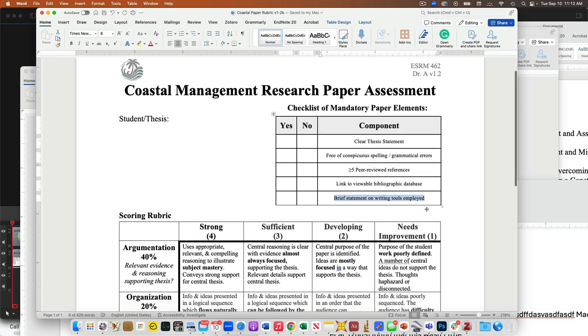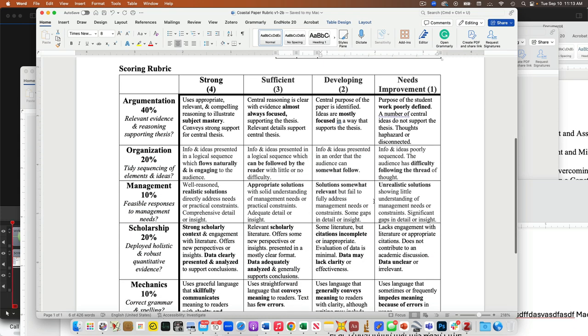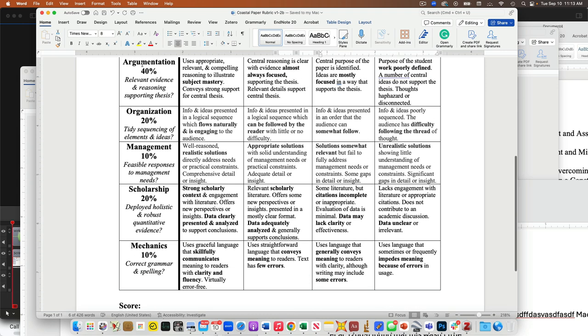Okay, and then over here, this is how I'm going to grade these things, right? So we have the argument, we have how it's organized, we have the management implications, since this is a management class. Almost everything, if not everything we'll talk about, should have some pretty clear management implication. Either the whole thing is a study of a management action, or if it's a more basic thing, it should have a clear implication for what that might mean for management.